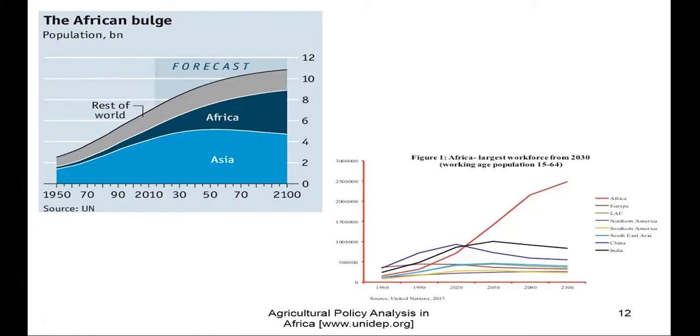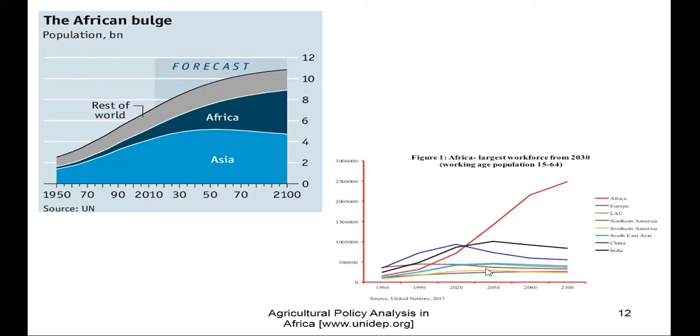in correlation with that of Africa, which therefore demonstrates that Africa will be a significant driver of global world population and not Asia, because we can see that by the year 2050, Asia's population begins to drop. And here in the figure below, we see the population of Africa, Europe, Latin America, North America, Southern America, Southeast Asia, China, and India.